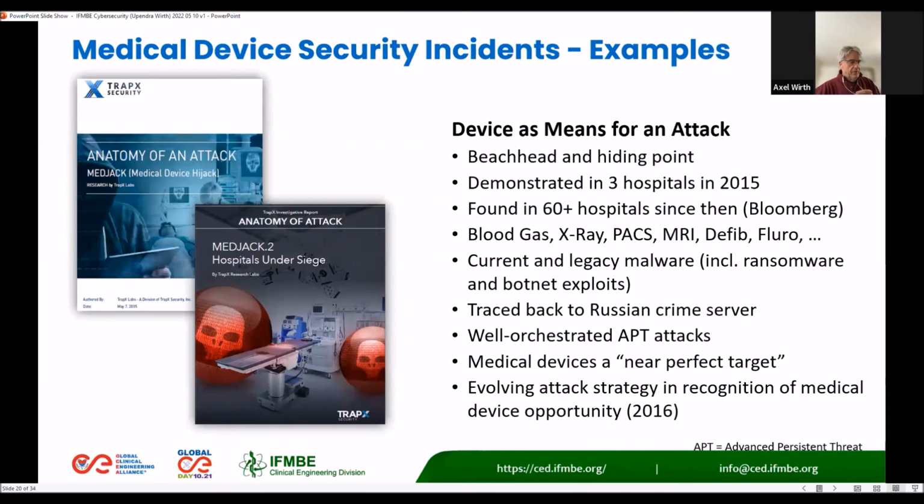Here is another example, a study done by a company by the name of TrapX. They call this type of attack MedJack, where a hacker group had identified medical devices as a hiding point and as a launch point for a beachhead attack. So the medical device was not the target, but they used the medical device to bring malware into the hospital and then launch a malware attack on more valuable systems, financial systems and others, from the medical devices. And that is what we call a beachhead attack. And again, we have evidence through security researchers like TrapX, but also other organizations, that indeed we have seen these types of attacks in practice.